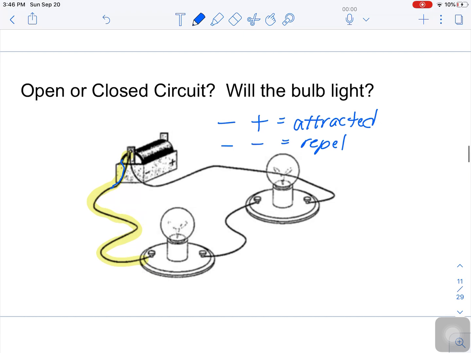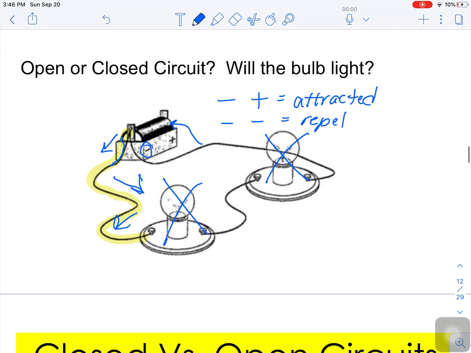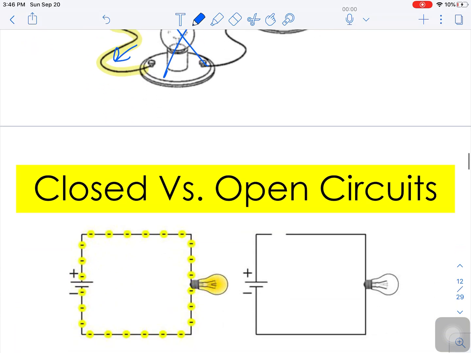Look here where that wire is connected. It leaves the negative end, and it's also connected back here with the negative end. So these bulbs will not light because the electricity is not being pulled through the wire, okay? It needs to be attached over here to the positive end for those to light. So that is what we call, again, an open circuit.